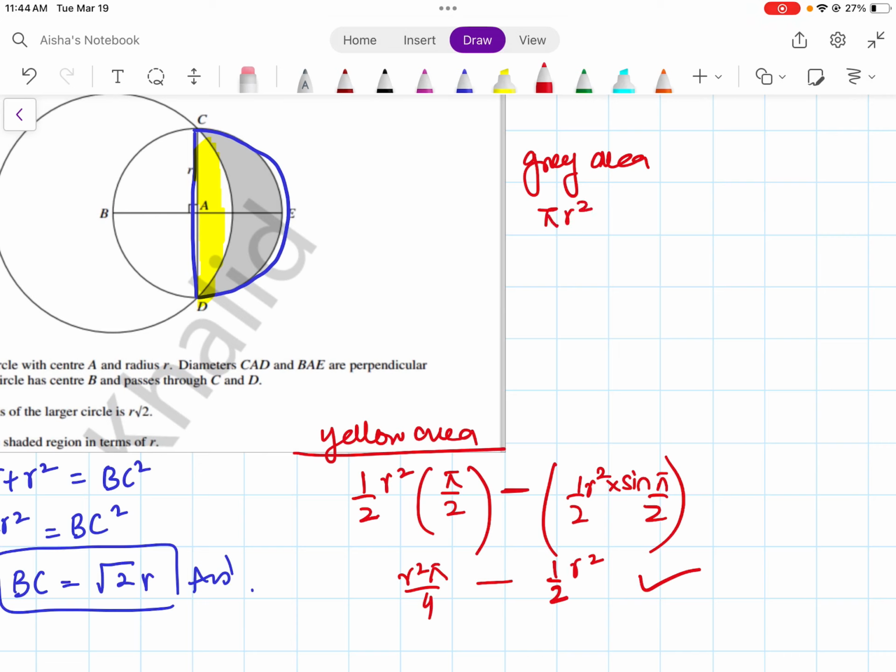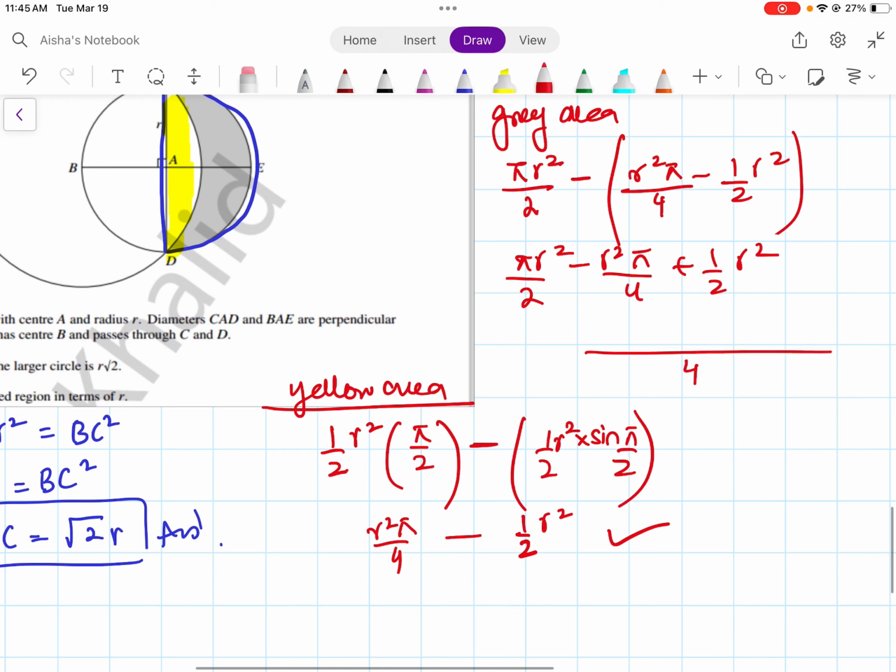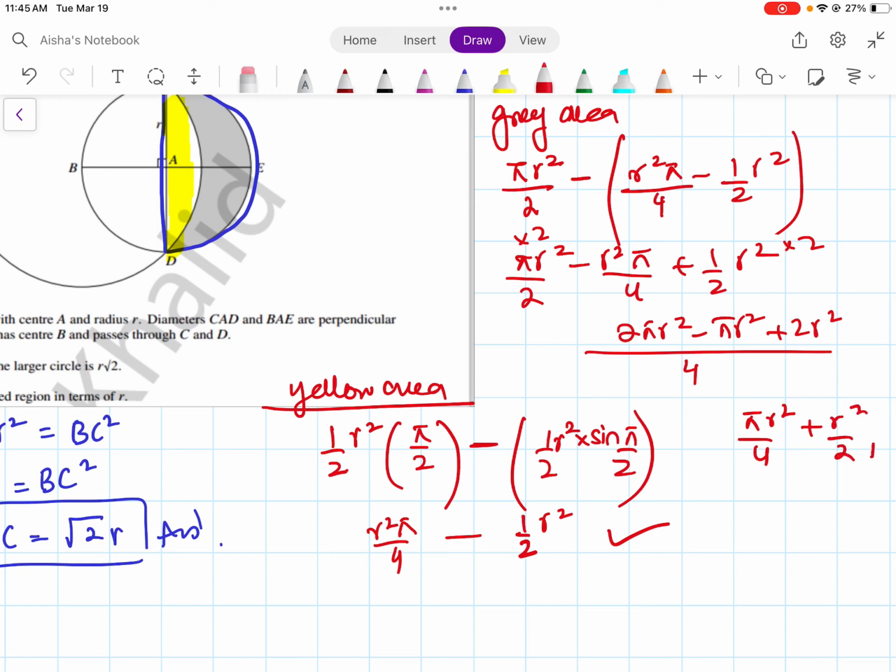Semicircle is pi r square upon 2 minus the yellow area, which is r square pi upon 4 plus half r square, divided by 2. Let's take the LCM, 2 into 2. 2 pi r square minus pi r square plus 2 r square. So it becomes pi r square upon 4 plus r square upon 2. This is going to be my shaded area. I hope it makes sense to everyone.